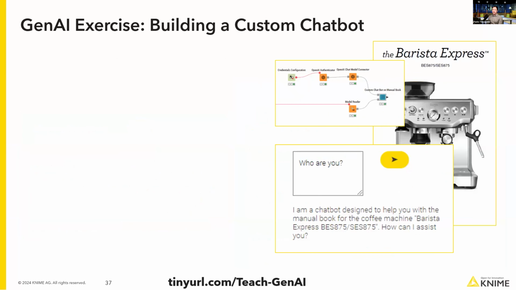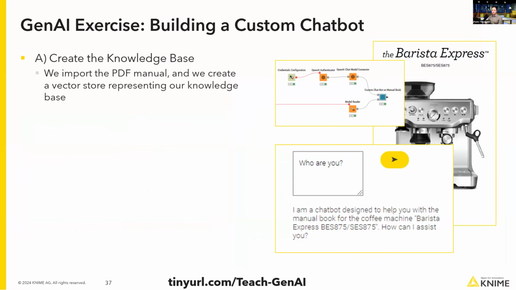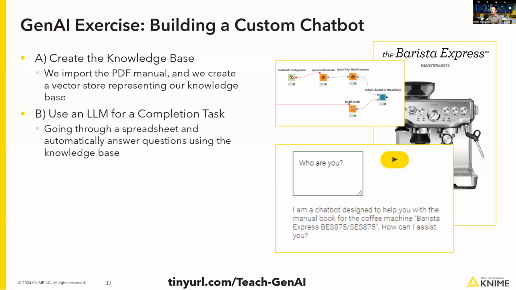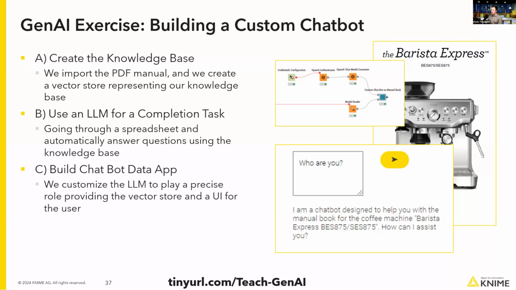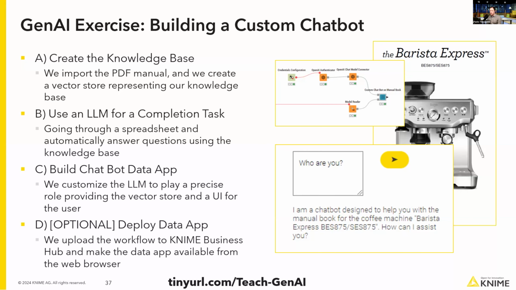So how is this application built during the exercise? We have 3 sections of the exercise, and they go in increasing difficulty. The first one is how to create the knowledge base. Then we have how to use the large language model for a completion task. And then we have the actual building of the application and its deployment on KNIME Business Hub, if you have a KNIME Business Hub, and that's another topic that we are going to cover in a second.